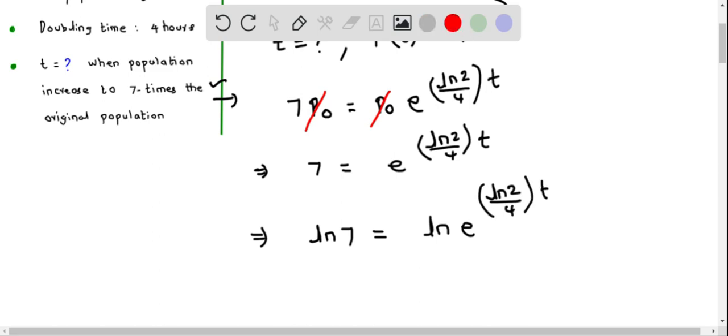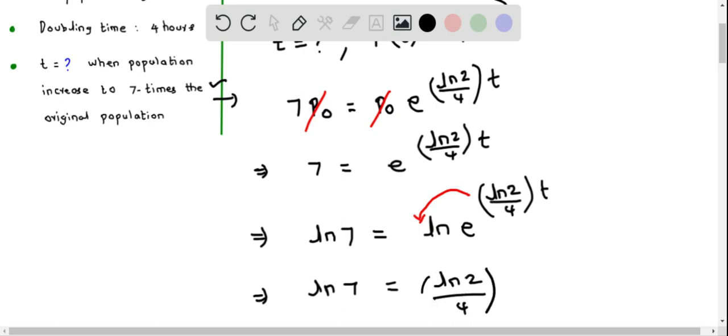Now we use the power rule of natural logarithm. This means this power of e will come in front. So we can rewrite this as natural logarithm of 7 equals natural logarithm of 2 over 4 times t, and then this multiplied with natural logarithm of e. We know that natural logarithm of e equals 1. So I can replace this by 1, and this means I can just remove this from the equation.